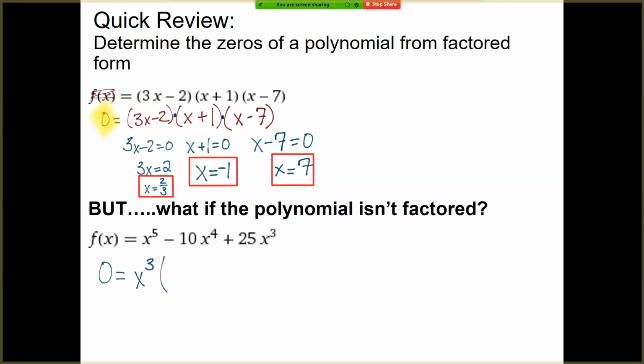Then I'm going to factor x to the 3rd out of every single term. So if I take x to the 5th and take out x to the 3rd, 5 x's take away 3 gives me x squared. Negative 10x to the 4th, if I take away 3 of those x's, I have negative 10x to the 1st, which is just x. And then 25x to the 3rd, if I take out x to the 3rd, all I'm left with is positive 25. So now we've factored out the greatest common factor. What do you notice about what's in parentheses?